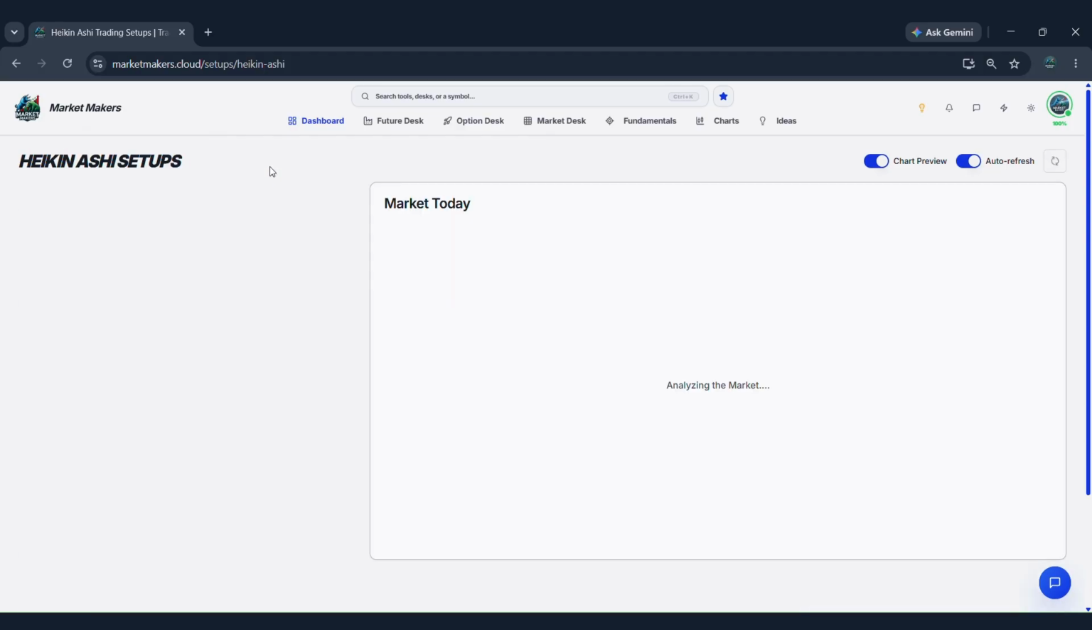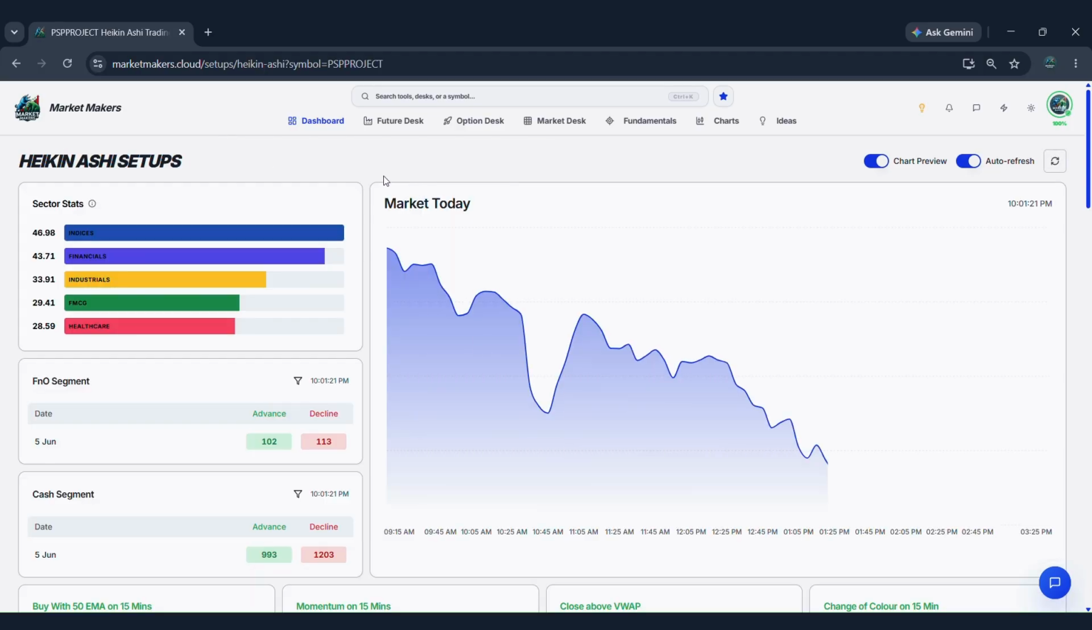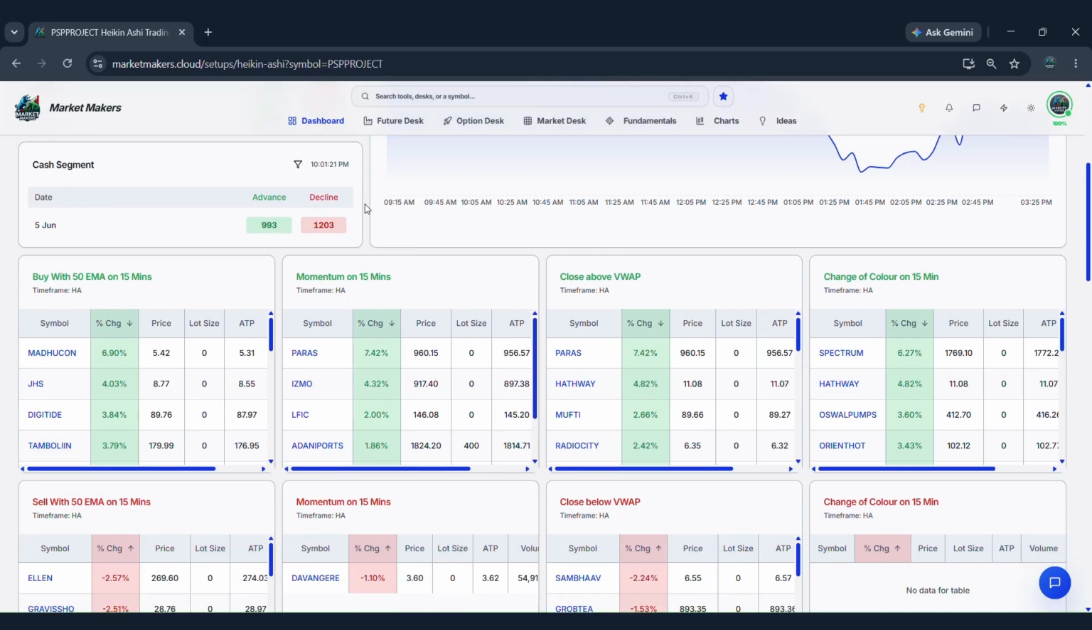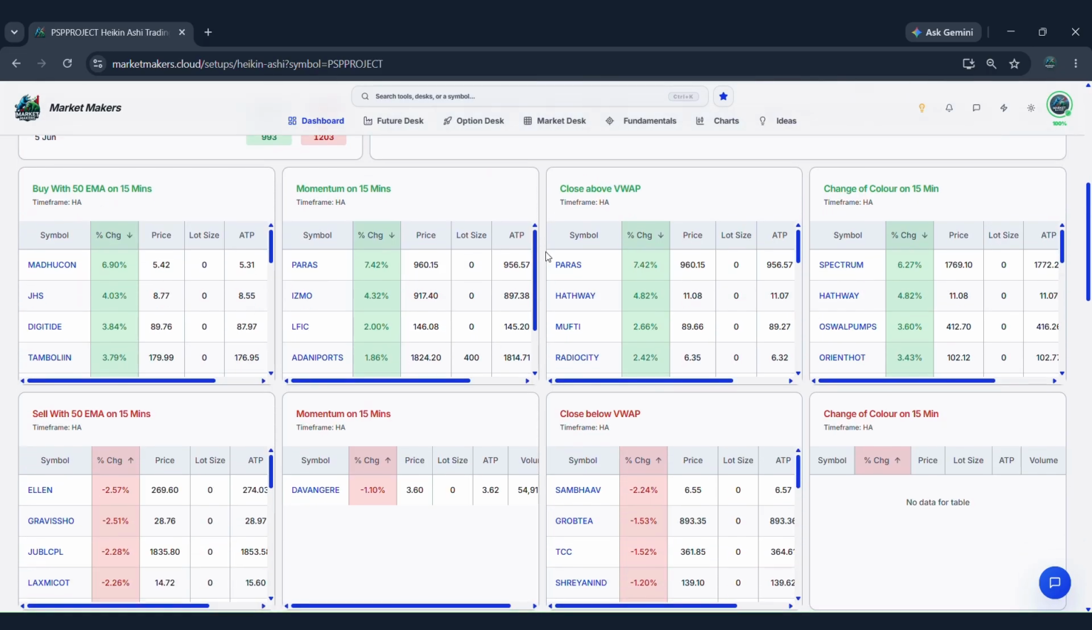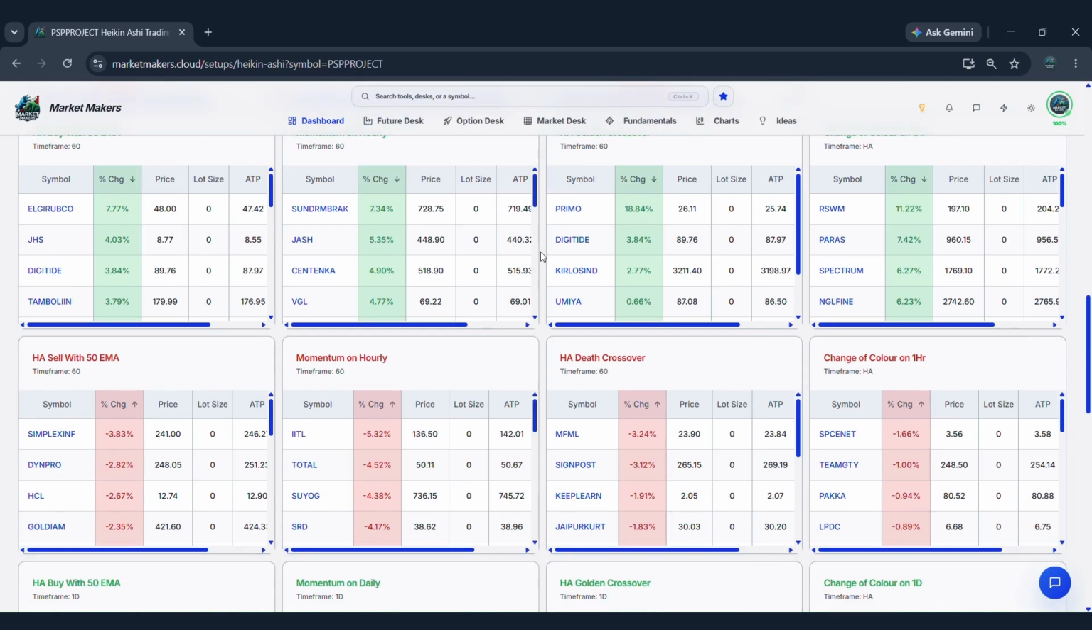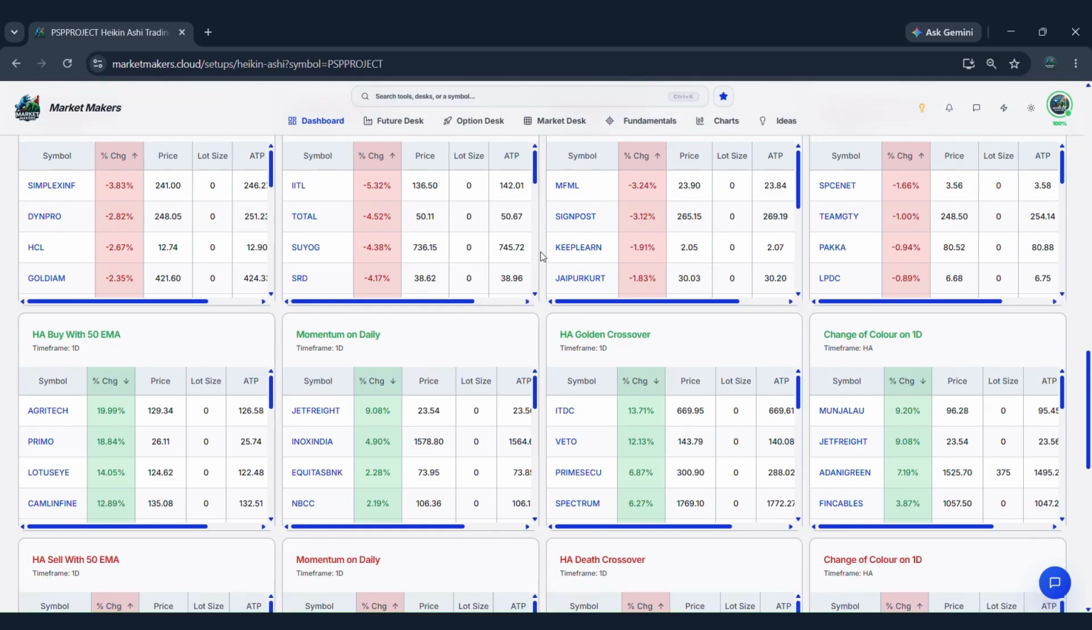Now let's open Heikin Ashi. If you don't know what Heikin Ashi is, comment below and let us know. We'll create a detailed dedicated video on it. Now Heikin Ashi consists of multiple time frames: 15 minutes, 1 hour, 1 day, 1 week. Each time frame contains bullish setups and bearish setups.